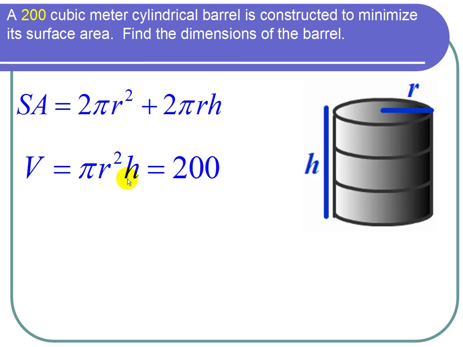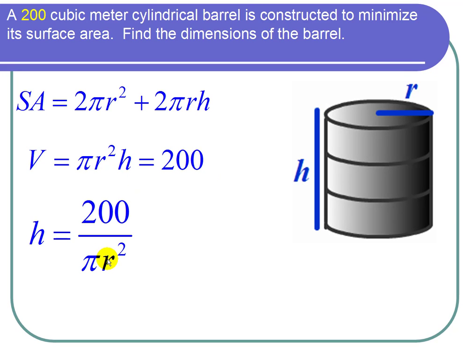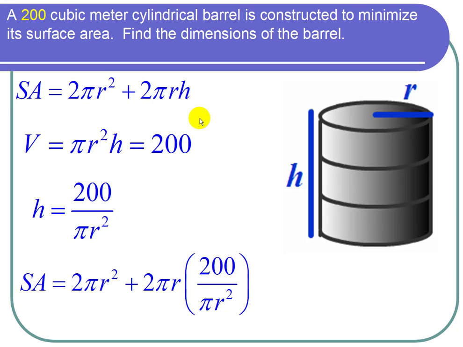So divide by pi times r squared, and I get h equals 200 over pi r squared, and then substitute it into the surface area formula. And I get the surface area is 2 pi r squared plus 2 pi r times 200 over pi r squared. I can simplify that. The pi's cancel. This r cancels with one of the r's in the r squared, and 2 times 200 is 400. And I get that the surface area equals 2 pi r squared plus 400 over r.